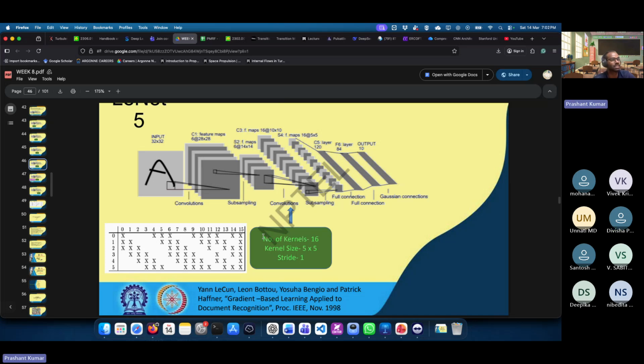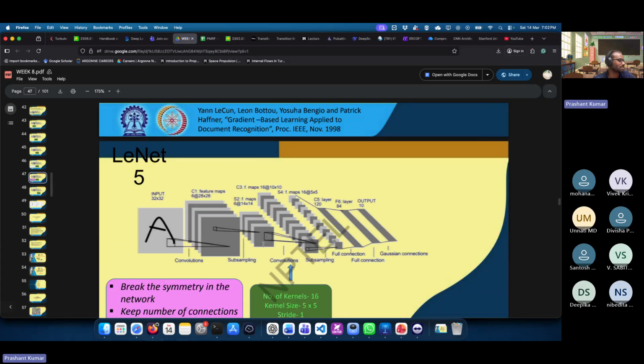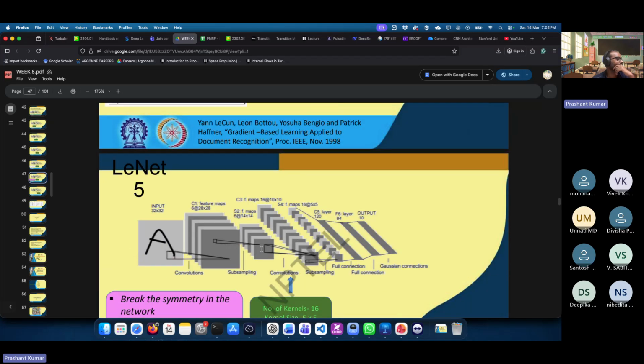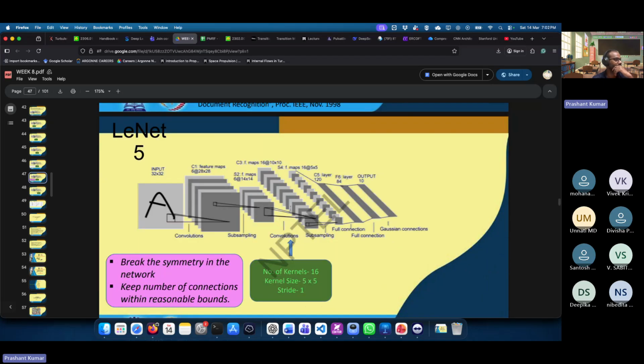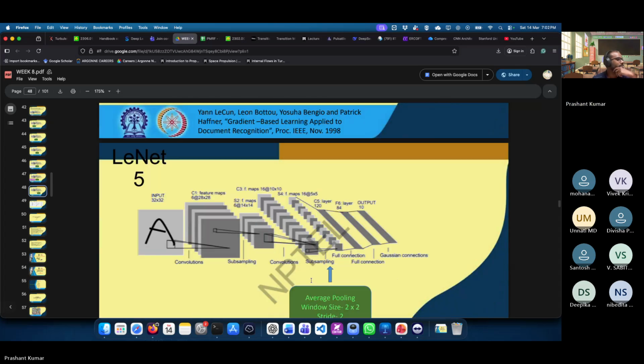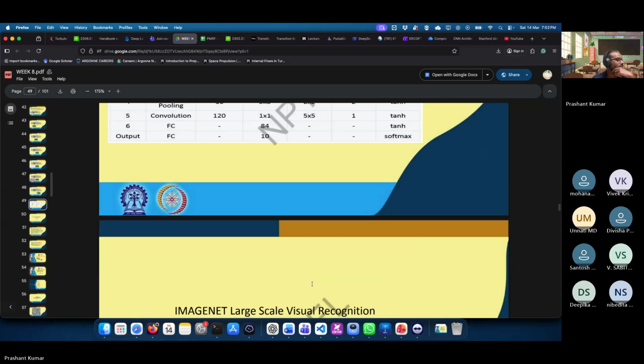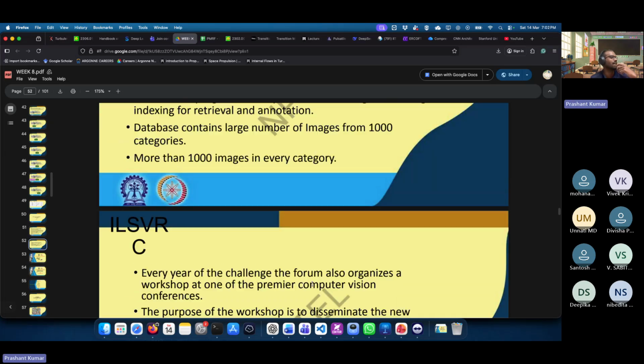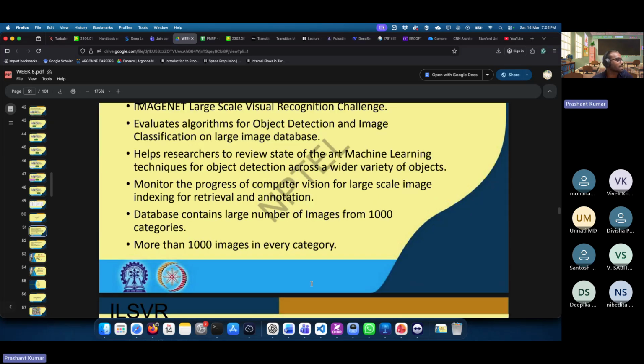So don't assume that these are the rules that you can do everywhere. Basically, these things are breaking the symmetry and they're creating better features out of these edges.